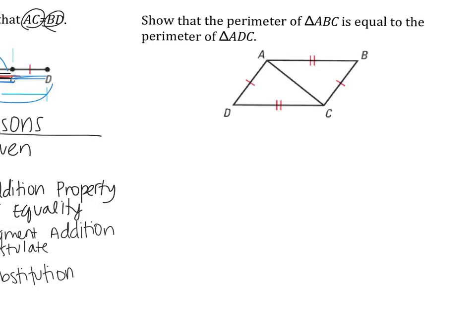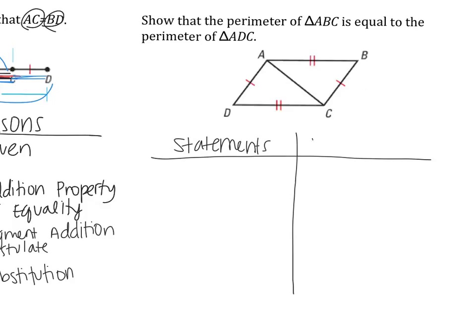It says, show that the perimeter of triangle ABC is equal to the perimeter of triangle ADC. So in this case, again, I need a table that says statements and reasons. Okay, so there's no information that we're given right off the bat in these directions at the top. But instead, we're given information in the diagram.